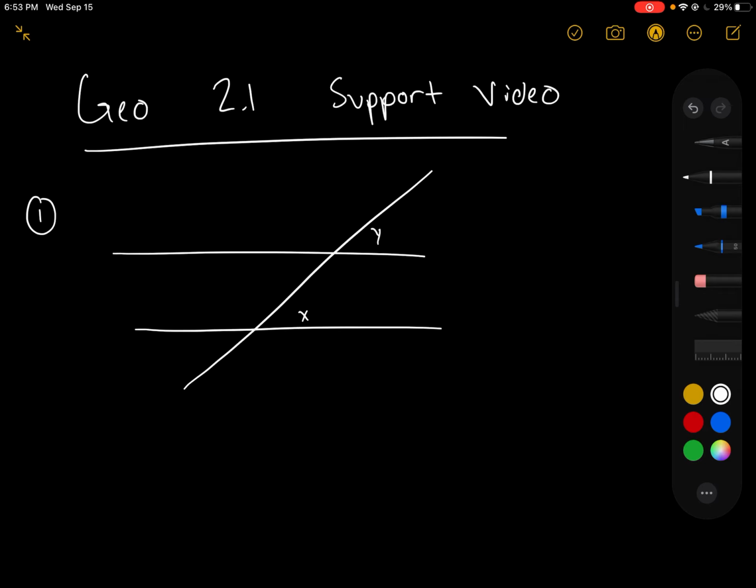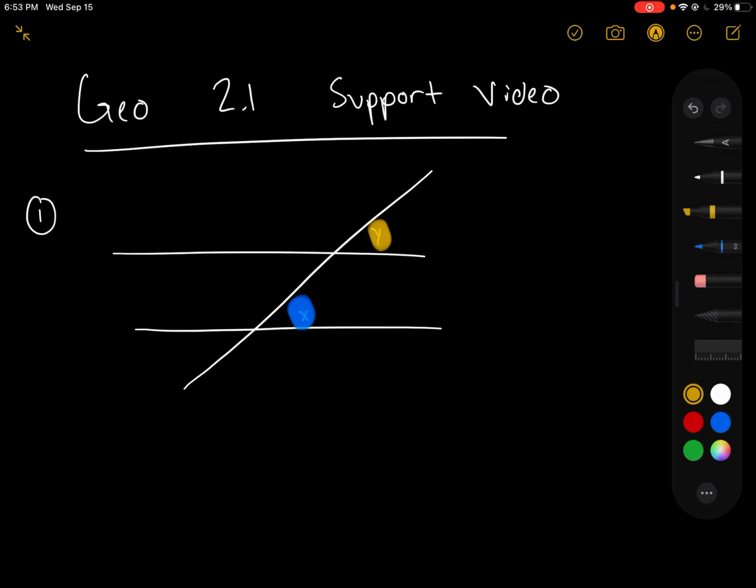So getting started here on question number 1. This should look exactly like it is on your screen, just again, my handwriting instead of that perfect computer font. And it's just asking us, what types of angles are these? And when it means what angles, it means this angle here and this angle here. So what are those two things?